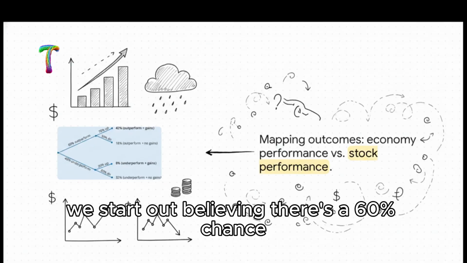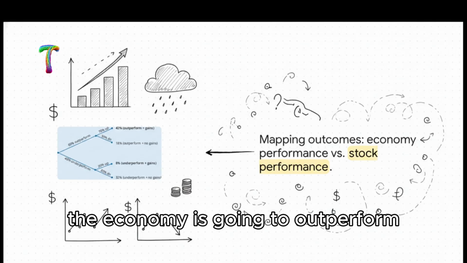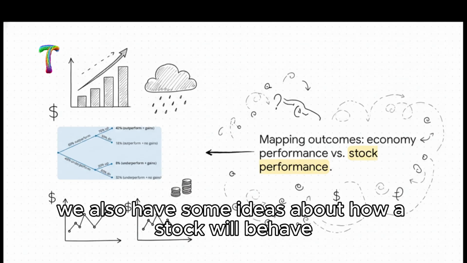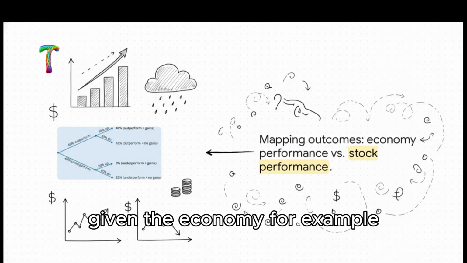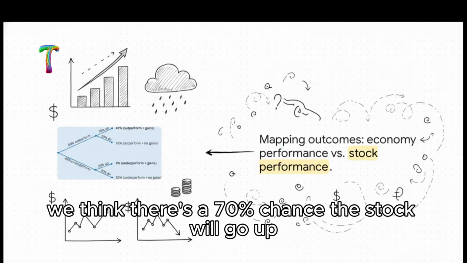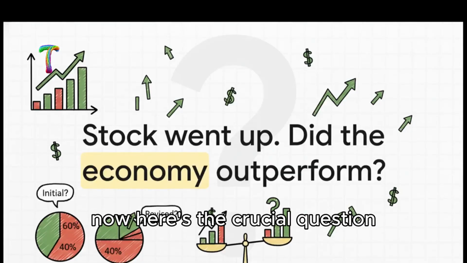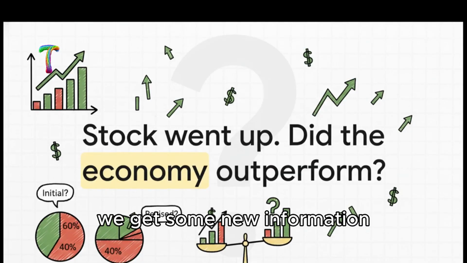We start out believing there's a 60% chance the economy is going to outperform. We also have some ideas about how a stock will behave given the economy. For example, if the economy outperforms, we think there's a 70% chance the stock will go up. Now here's the crucial question. We get some new information.